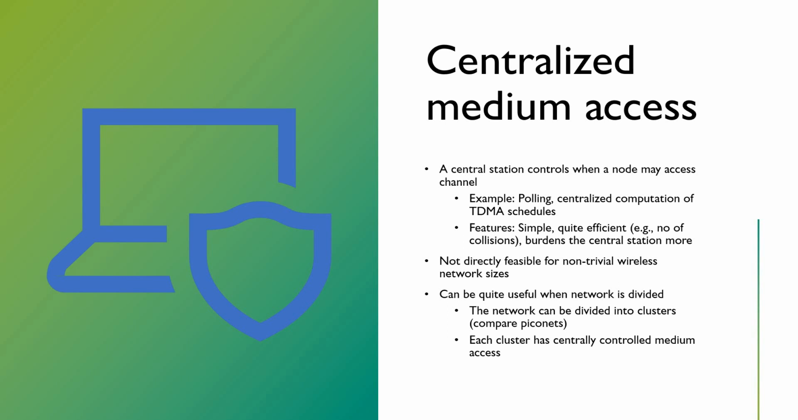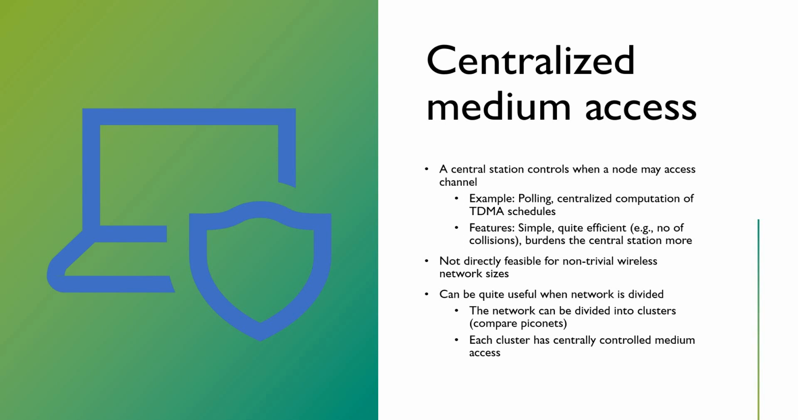Okay, so examples can be polling, then centralized computation of TDMA schedule. So TDMA means time division multiple access. That means the computation of time slots for each of the stations can be done by the central station. Okay, and polling is simple, just polling each of the stations to know who has the data to send. You have already seen examples of that.